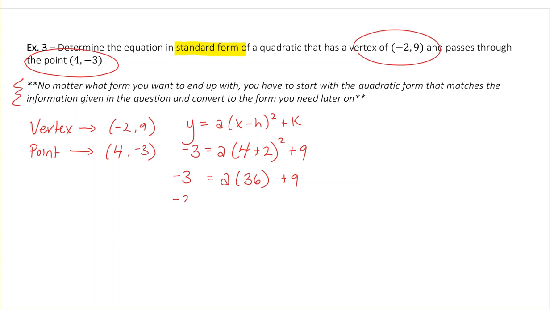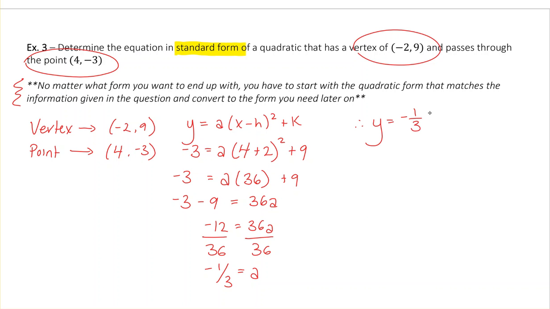Okay, well, -3, going to bring the 9 over here, subtract 9, equals 36a. That would be -12 equals 36a. Divide both sides by 36, and a would be equal to, if you reduce that, -1/3. So you could say at this point your equation in vertex form is -1/3 (x plus 2) squared plus 9. Okay, but that is only halfway done our problem.